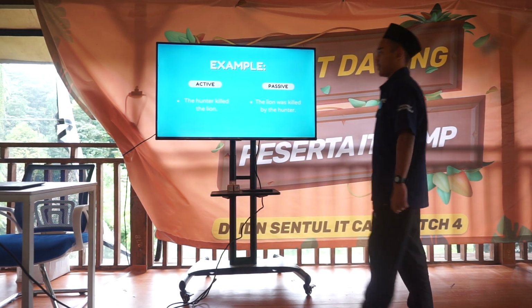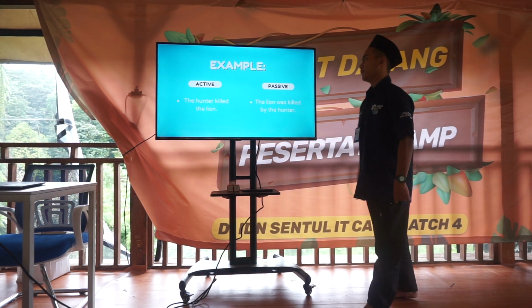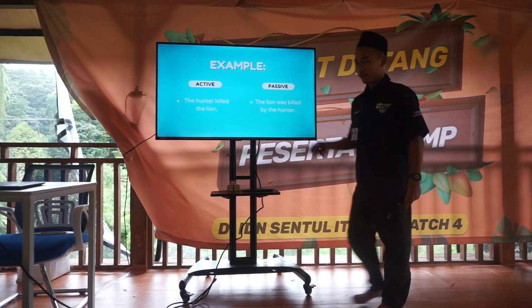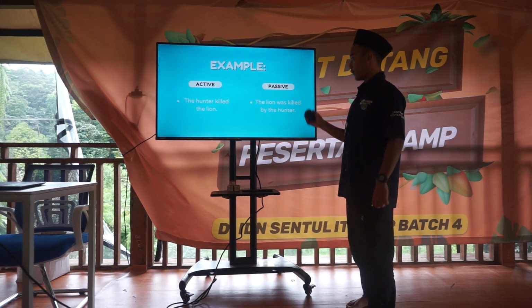Here's an example. Active voice: the hunter killed the lion. And the passive one is: the lion was killed by the hunter. So what's the difference between these two sentences?